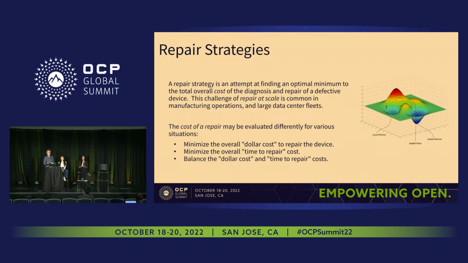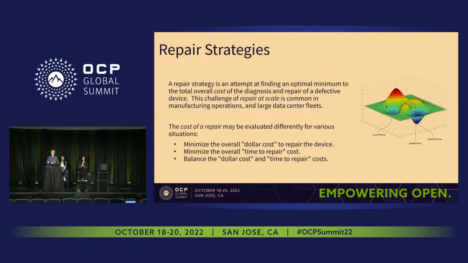So what is a repair strategy? I want to frame this as an optimization problem, right? Anytime we have an optimization problem, we need a cost function. So a repair strategy is basically an attempt at finding an optimum minimum to the overall total cost of a diagnosis or repair of a defective device.